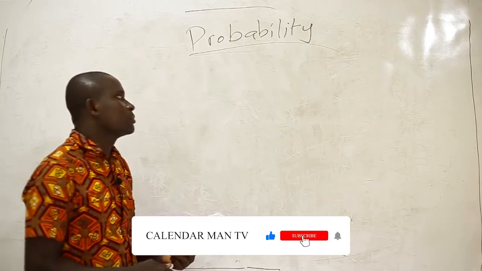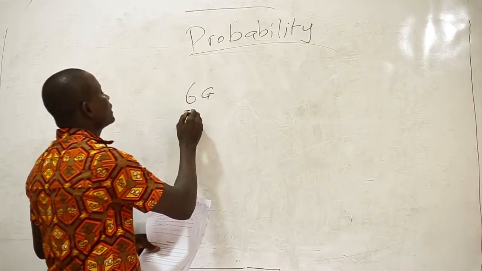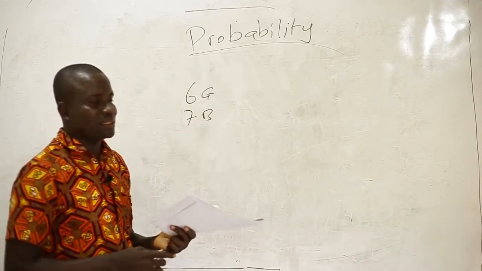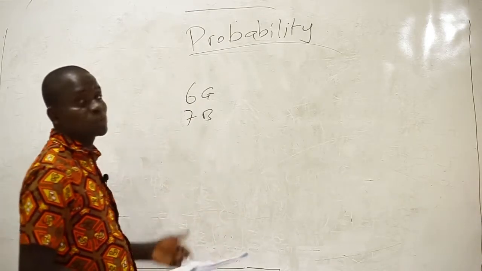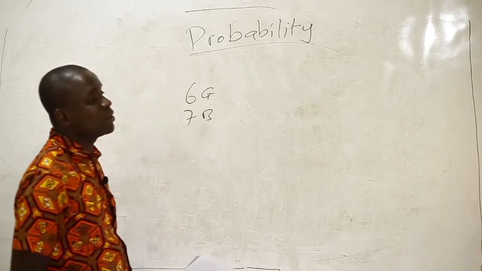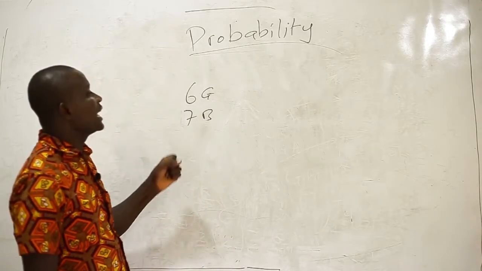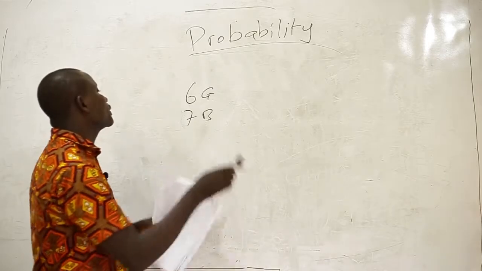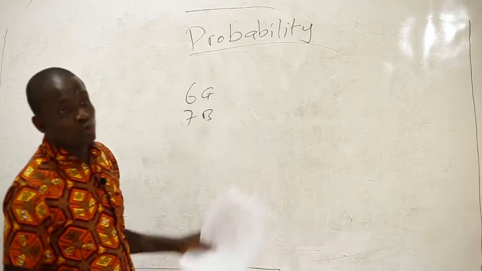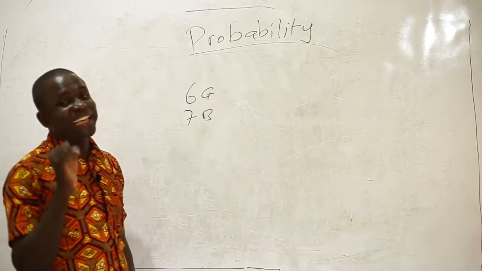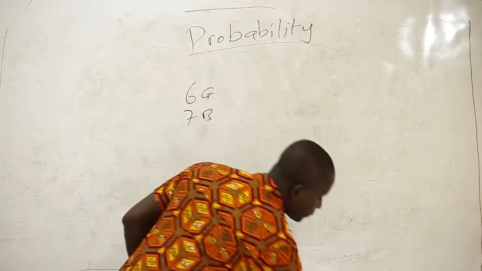Assuming we have, let's say, 6 girls and 7 boys in a particular class, that will give us a total of 13 students. If I want to find the probability that a student picked or selected at random is a girl, the total is 13, so the probability of picking a girl is 6 over 13. The probability of picking a boy is 7 over 13. That's what I'm talking about. Exactly.